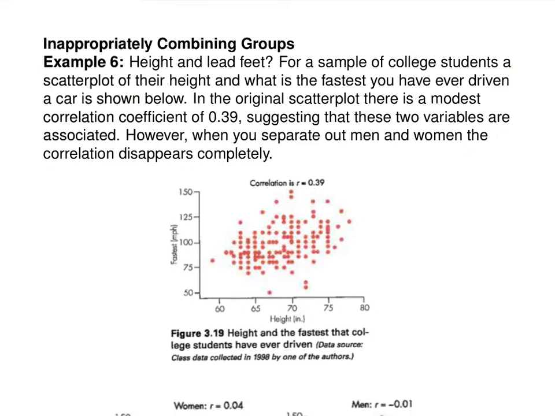So that's the outliers. The other thing is inappropriately combining groups. So this is height and speed. For a sample of college students, a scatter plot of their height and the fastest you have ever driven a car is shown below. In the original scatter plot, there's a modest correlation coefficient of 0.39, which isn't spectacular, but you can see that it kind of tends to go up together, right? Ish. So this suggests that these two variables are at least a little bit associated. But if you separate out men from women, this disappears completely.